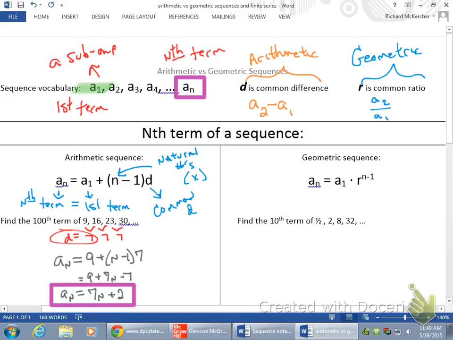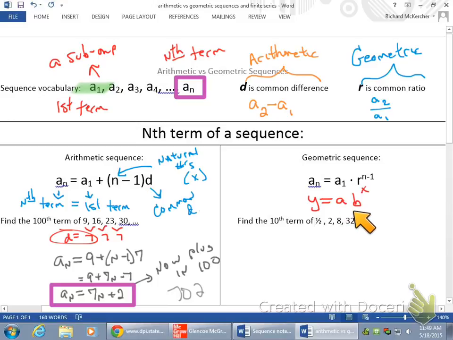Now, why do we like that? Because to find the 100th term, all I got to do is plug in 100. Of course, that'll give you 702.